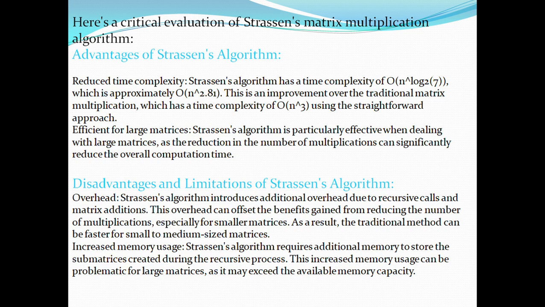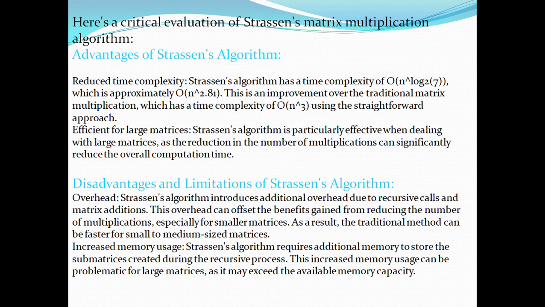So here the advantages are as follows: reduced time complexity. Here the Strassen's matrix time complexity is n^(log2 7), which is approximately n^2.81. This is an improvement over the traditional matrix multiplication, which has time complexity n^3 using the straightforward approach. Second advantage is efficiency for large matrices. Strassen's algorithm is particularly effective when dealing with large matrices, as the reduction in the number of multiplications can significantly reduce the overall computation.